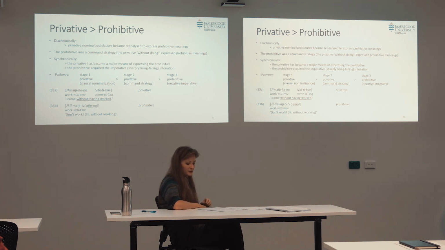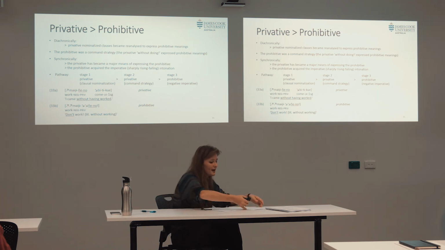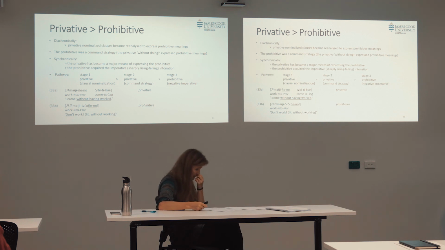And synchronically, the privative has become a major means of expressing the prohibitive in Murui. Interestingly, it also acquired the imperative-like intonation, which is sharply rising, then falling, which the privative doesn't have. All privatives, as we will see, have declarative intonation. The path involving the reanalysis of the privative into the prohibitive I put into this diagram. You have 3 stages, where the clausal nominalization becomes a command strategy in stage 2, and then ultimately becomes the prohibitive or negative imperative.